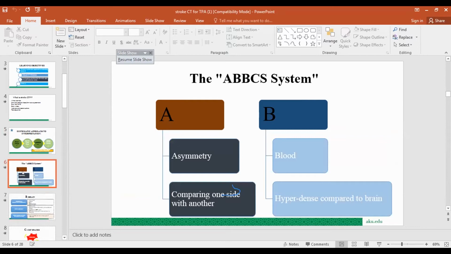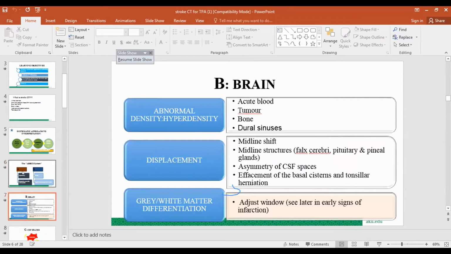So what is the ABBCS system? A means asymmetry, you are comparing one side with the other. B stands for blood, you are searching for anything which is hyperdense to the brain. The other B is bone, you are also looking for abnormal density, like hyperdensity, acute blood, or a tumor. Is there any bone, dural sinuses, displacements? You have to see the midline shift. Is there a midline shift?